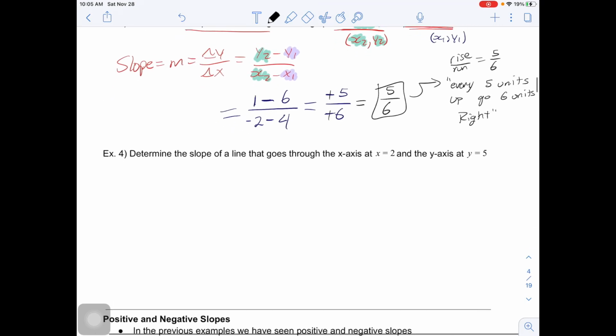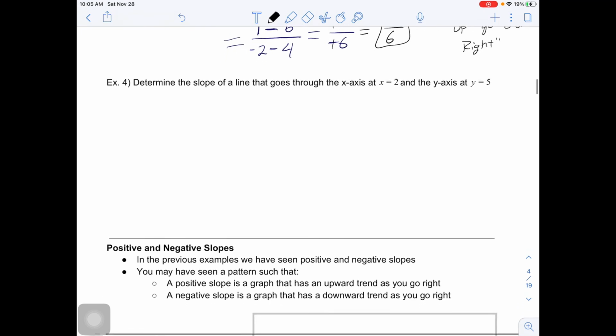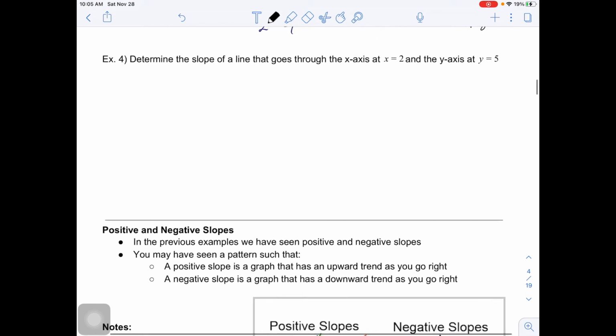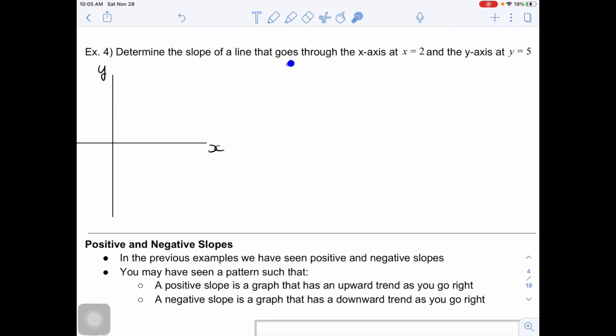Okay, let's see example 4. This one might be a little bit more tricky. So example 4, determine the slope of a line that goes through the x-axis at x equals 2 and the y-axis at y equals 5. So remember, if we want to think about this visually, we absolutely can. Okay, so remember, this is usually referred to as your x and this as your y. Now in this case, it says that this line goes through the x-axis at x equals 2. So when it's x equals 2, we actually go through that point.